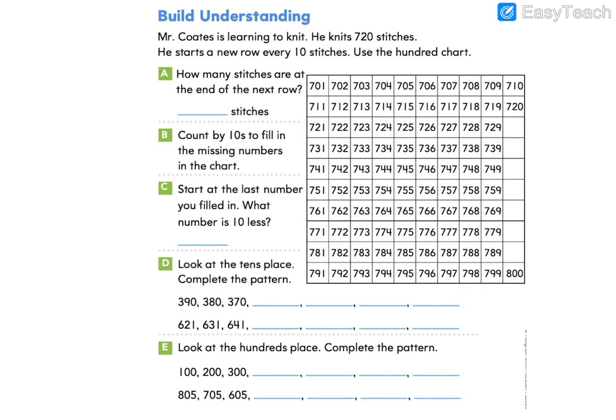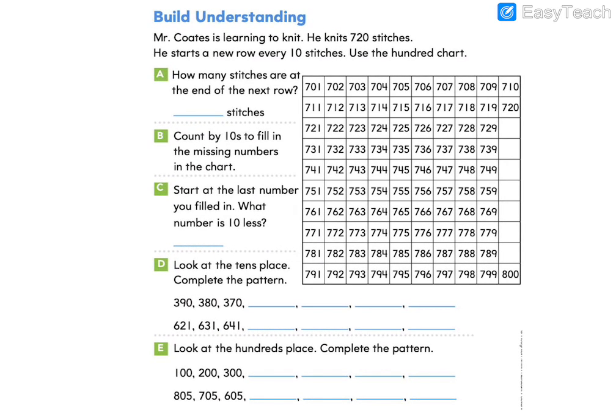Mr. Coates is learning to knit. He knits 720 stitches. He starts a new row every 10 stitches. We're going to use the hundreds chart for this problem. How many stitches are at the end of the next row? So if he has 720 stitches and there's 10 stitches in each row, what will be the end of the next row? What goes in that place of the chart? 730.